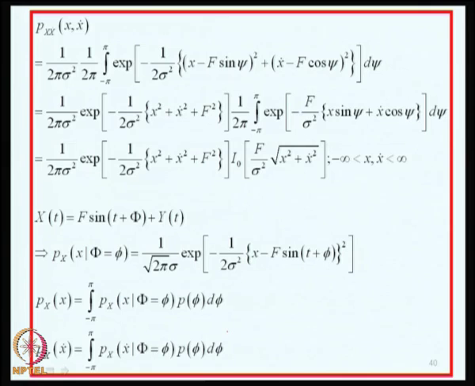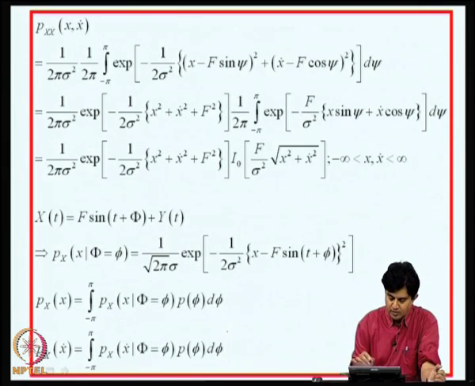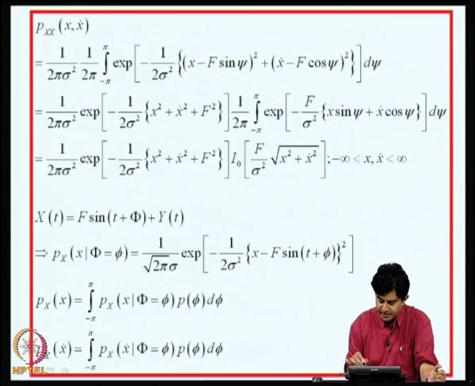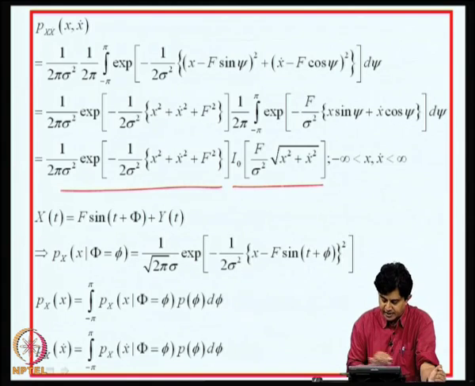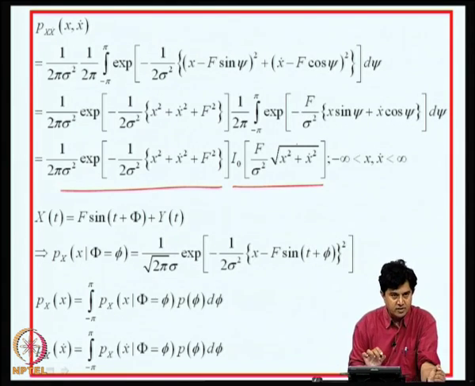Now, if you make these substitutions, you can show that p of x, x dot, we can square this and take out terms which are free from psi and look at the terms which contain only this sin psi and cos psi. You can see that this integral is nothing but Bessel's function I naught, and this has this form, the first term, this is the second term. So, it is clear that x of t is a non-Gaussian random process.